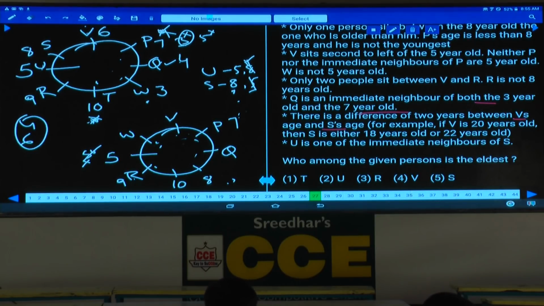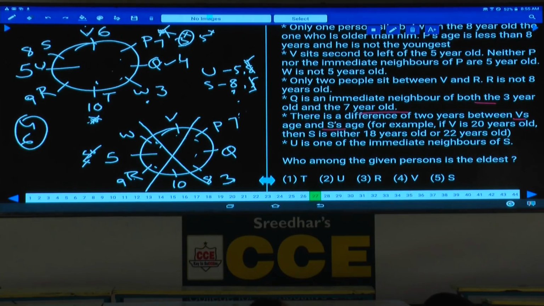Sorry, this is already 3 it seems, isn't it? And U and S, can you find 2 adjacent places for U and S? There are no 2 adjacent places. Hence, what happened to this one? The second case is completely ruled out. Finally, we are left with only one case.